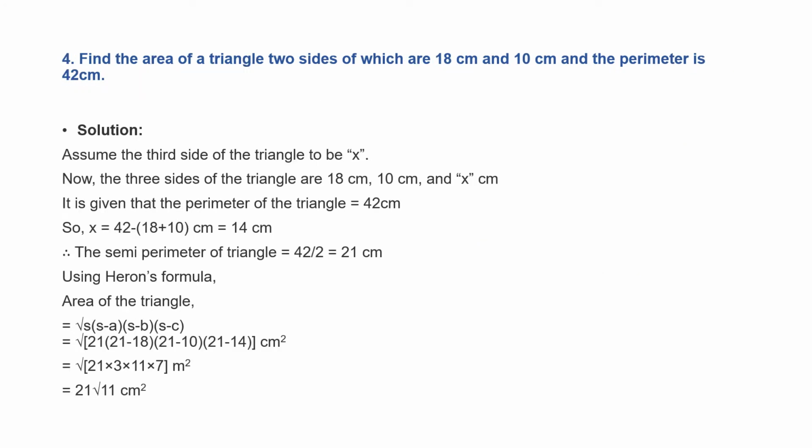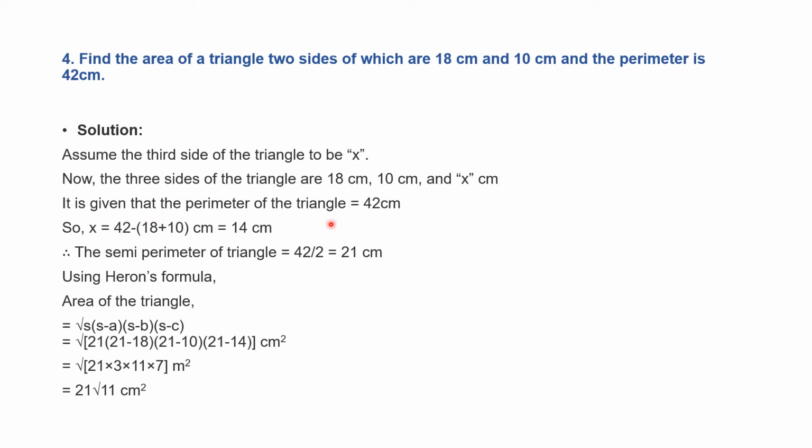Just have a look at what question number 4 is. We have to find the area of a triangle. Two sides are given to us, and the perimeter. Two sides and the perimeter means the third side is unknown. So what will we do here? We have assumed the third side as x. So the sides are 18, 10 and x.